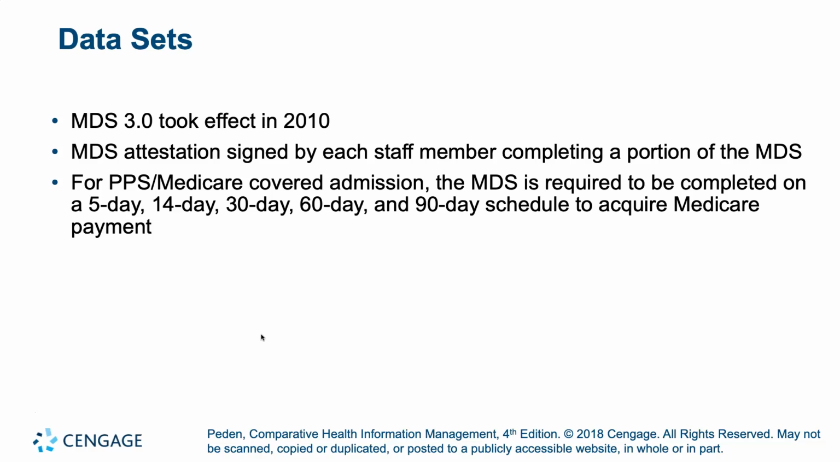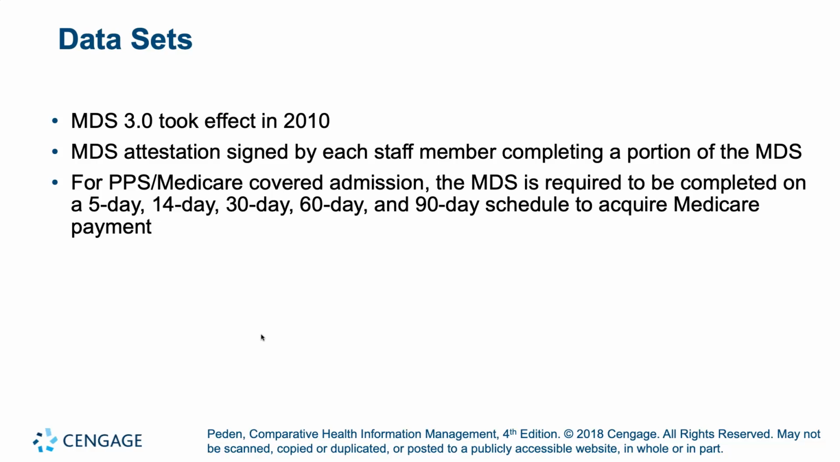MDS 3.0 took effect in 2010. The attestation has to be signed by each staff member that completes a portion of the MDS. So if you have 5 people that complete the MDS or a portion of the MDS, all 5 have to electronically attest to it. If you have 2 people that complete the MDS, each one of them would have to sign off electronically on it.